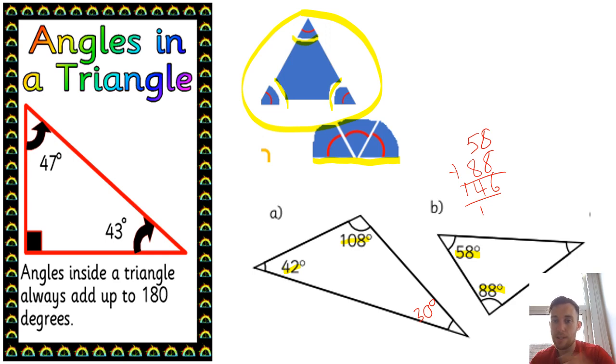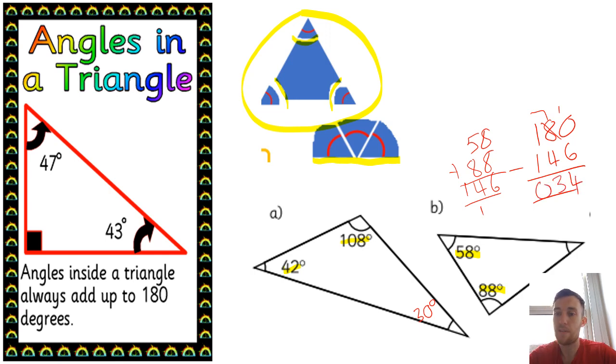So I need to work out that missing one. So I'm just going to quickly do 180 subtract 146. I'm going to do that using my column subtraction method. Therefore, our missing angle here would be 34 degrees, because these three numbers add up to 180, and also in our previous question, all three numbers add up to 180.